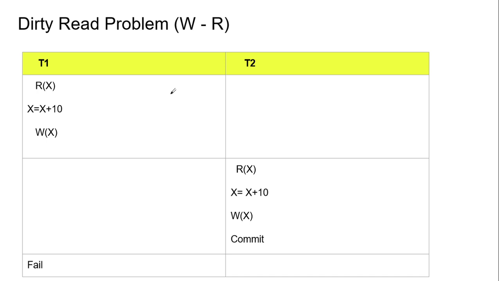The second problem is the dirty read problem. It is also known as the write-read problem. Now let's see one example. In a schedule I have two transactions, T1 and T2. In transaction 1, there is read of X; suppose my value of X is 10. Some write operation is happening, so it becomes 20. Write of X means I manipulated the data, so my current value is 20.